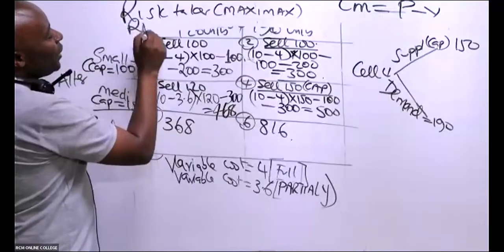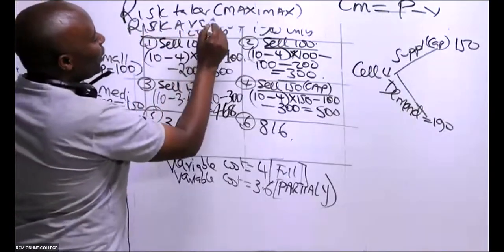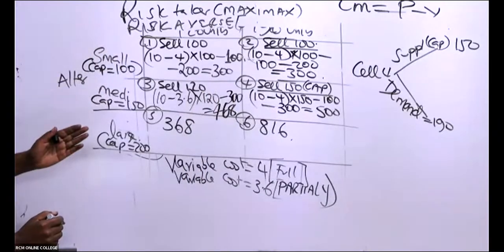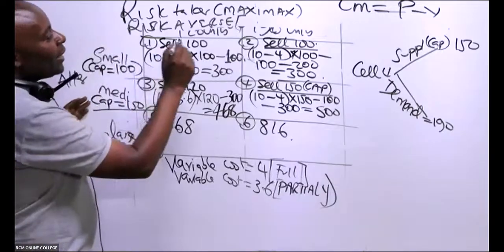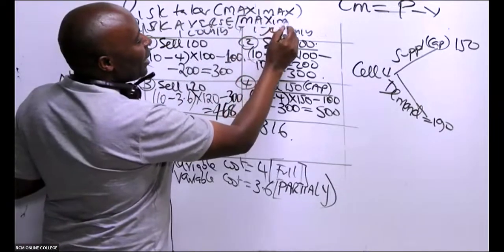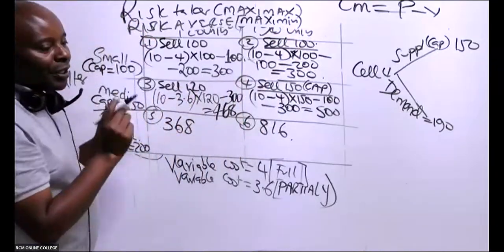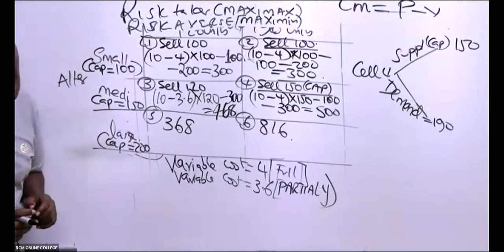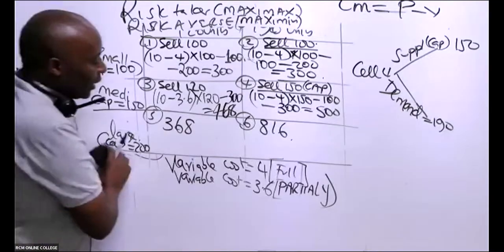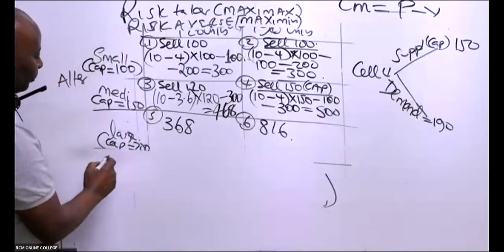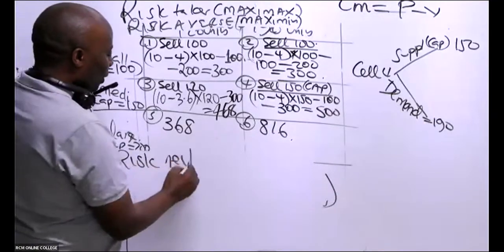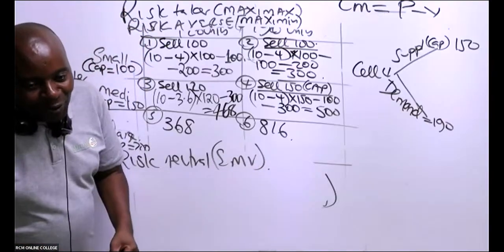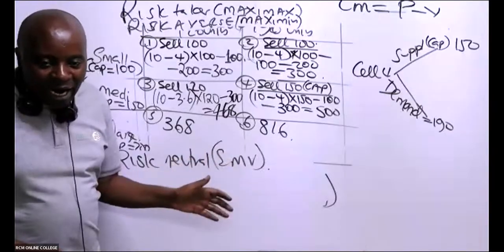Risk takers use maximax. And then we have risk averse. Risk averse, we shall always advise them using maximin. And then we have risk neutral. Risk neutral, we advise them using expected monetary value. Expected monetary value.